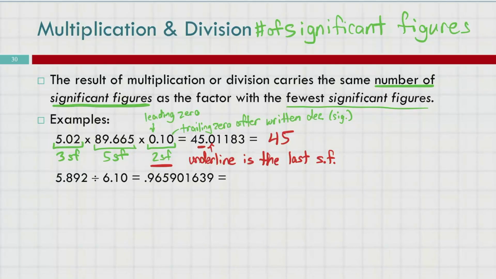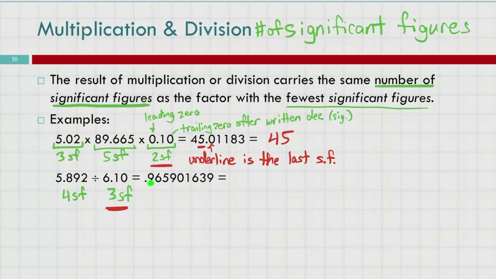In our division example, we've got a number with 4 non-zero numbers, so 4 significant figures. We've got a number with 2 non-zero numbers plus a trailing 0 after a written decimal point, so we've got 3 significant figures. Which of those is smaller, 3 or 4? 3. So we're going to go with 3 significant figures in our final answer.